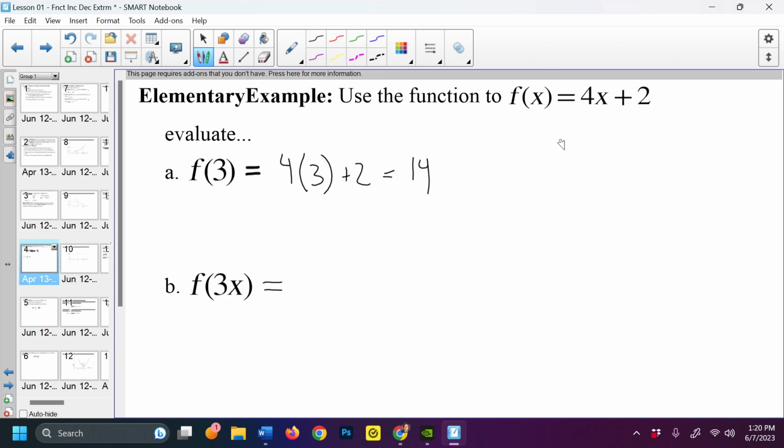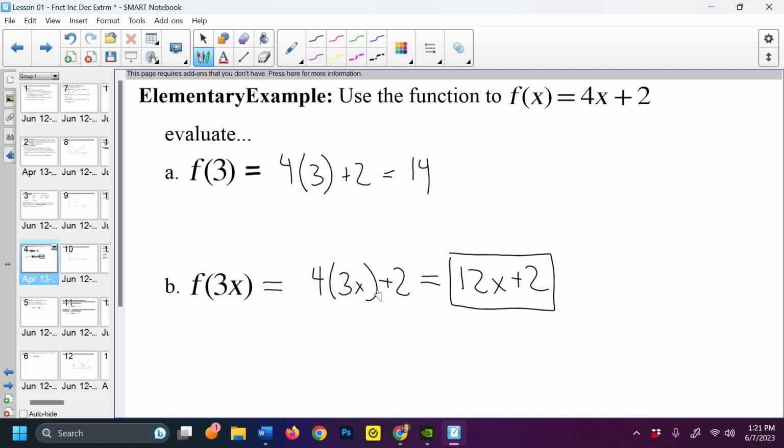Similarly, just because we change the independent variable from a number to a variable expression does not change what we do to evaluate this function. In the first one, we plugged 3 in for x. In this function, we're plugging 3x in for x. So I have 4 times 3x plus 2, which is 12x plus 2. These are unlike terms, so that is the least I can reduce that particular expression.